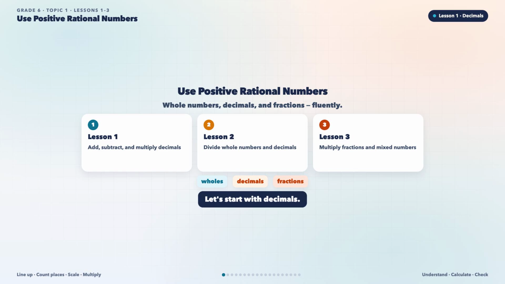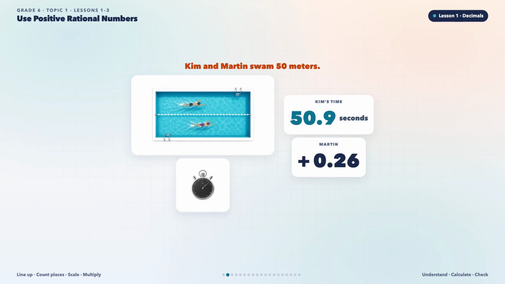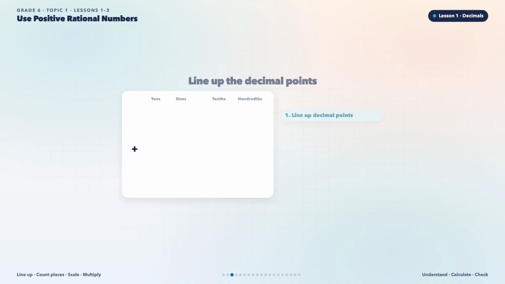Let's start with decimals. Kim and Martin swam 50 meters. Kim's time was 50 and 9/10 seconds. Martin took 26 hundredths of a second longer than Kim. Longer than means we add. What was Martin's time in the race? To add decimals, line up the decimal points. Write Kim's time as 50.9. Annex a 0 so both numbers have hundredths.